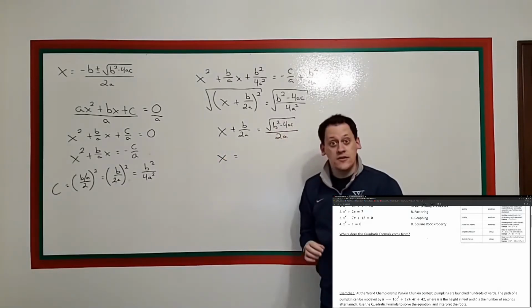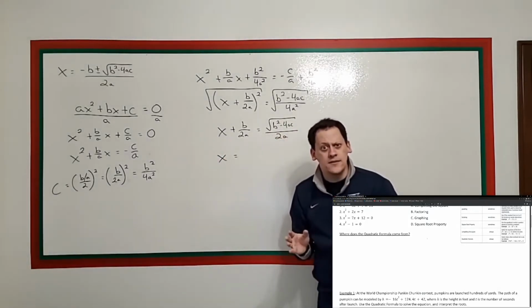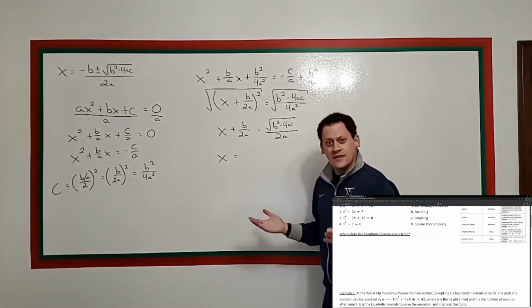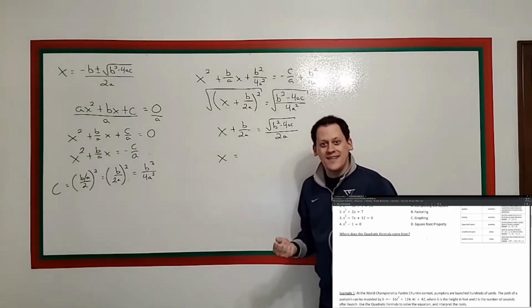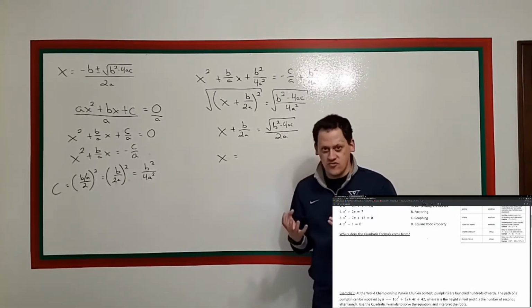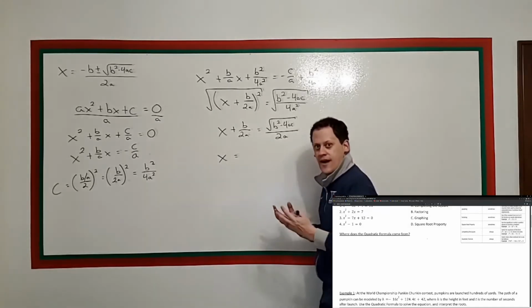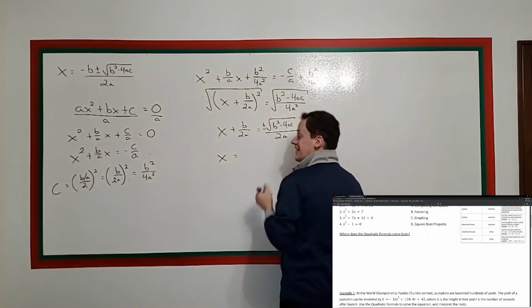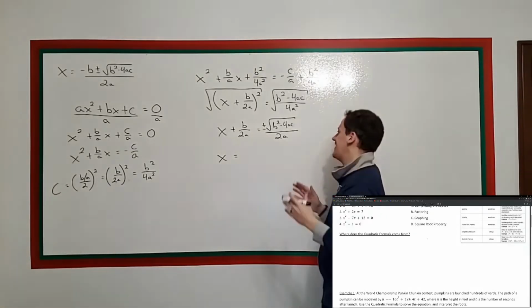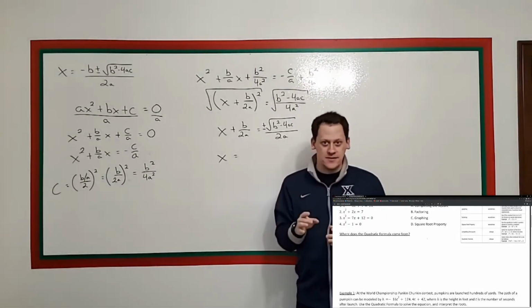Oh my gosh, I almost forgot something. There was no one here to remind me. Not my baby, not my cat. How could I possibly forget? When we do the square root property, and I know you're screaming this at your screen right now, I forgot my plus minus here. Oh my gosh. Oh, jeez. Have I mentioned my baby hasn't been sleeping recently?